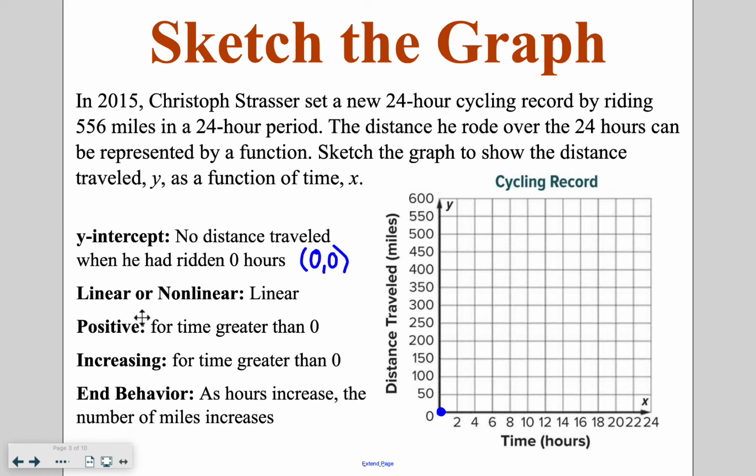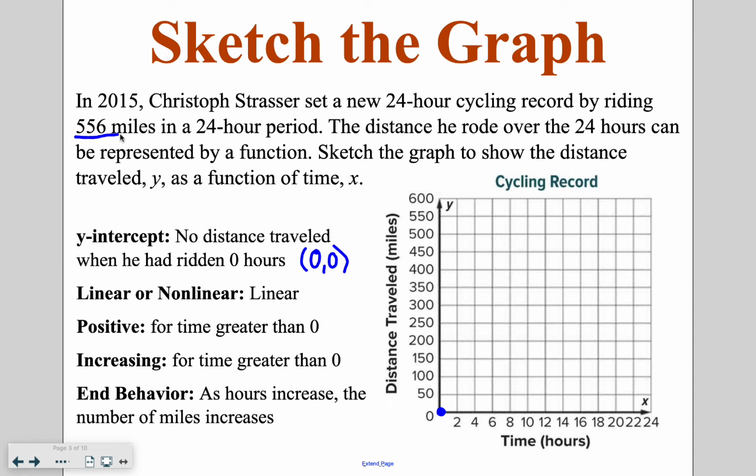Then it says that it is positive for time greater than 0. So everything is going to be above the x-axis. It's also increasing, so that means our line should be trending up. And then it says the end behavior, once again, is that it's trending up. We need to go back into our problem now to figure out what our other point is going to be in order to make the line.